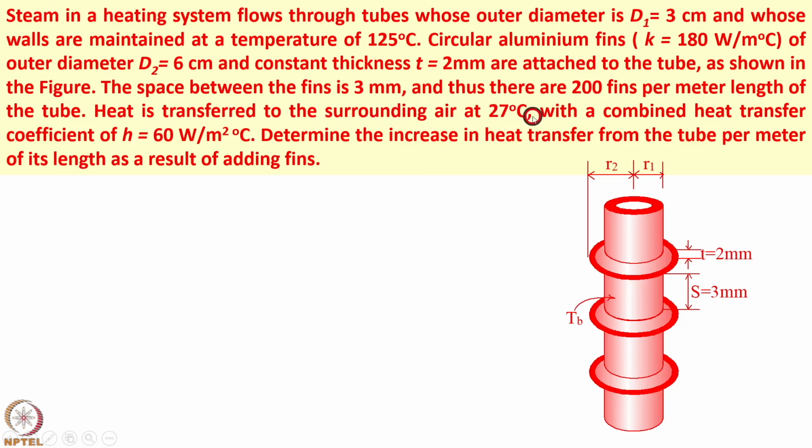The heat is transferred to the surroundings at 27 degrees Celsius, and the combined heat transfer, that is both radiation and convection heat transfer coefficient, is 60 watt per meter square degree Celsius. Determine the increase in the heat transfer from the tube per meter length as a result of adding fins.